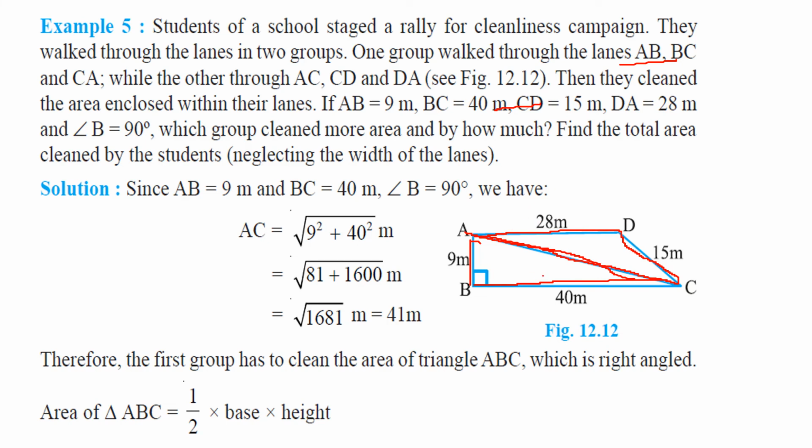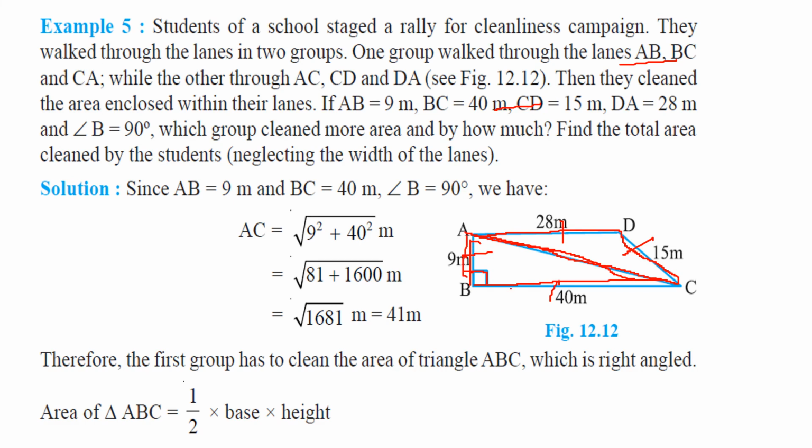The sides are given. AB is given as 9, BC is given as 40, CD is given as 15, and AD, or DA, is given as 28. Also, this angle is 90 degrees. Which group cleaned more area and by how much, and find the total area cleaned by the students.